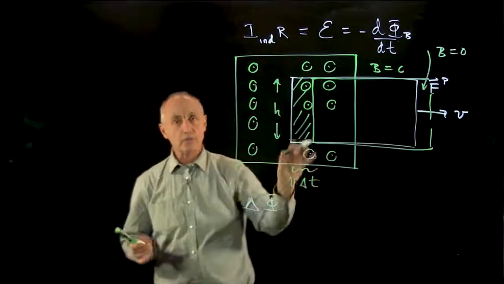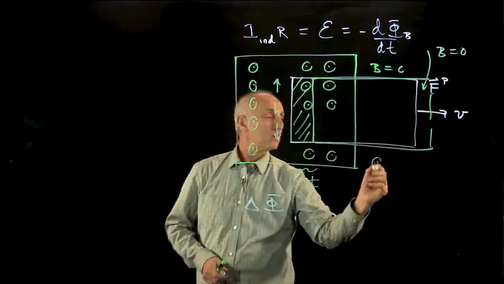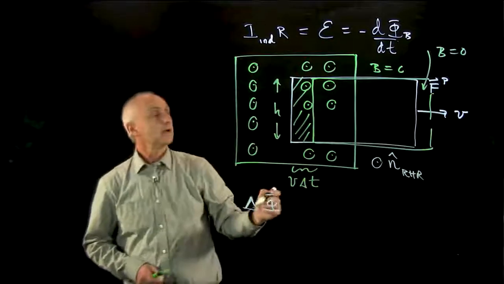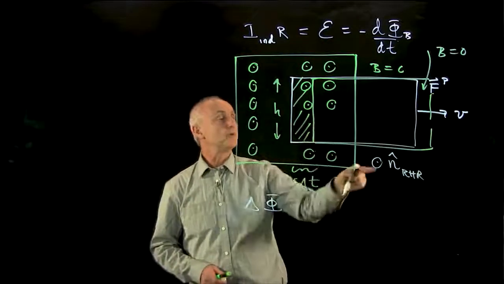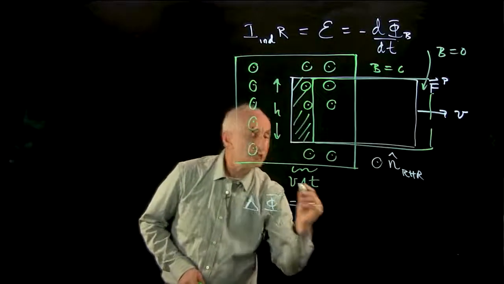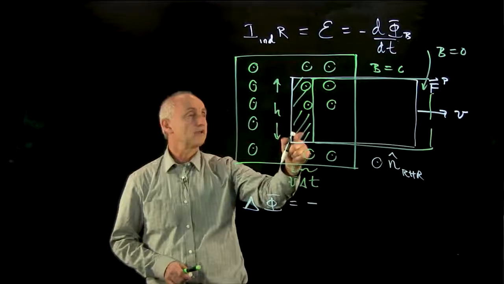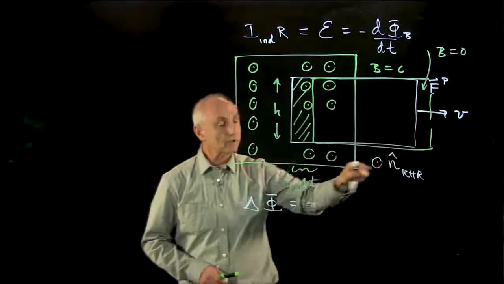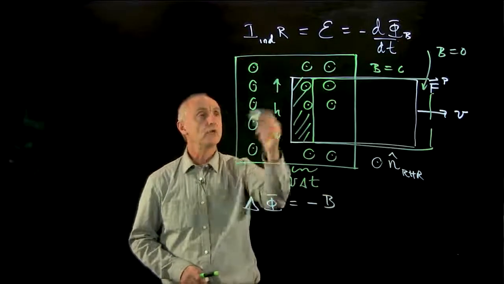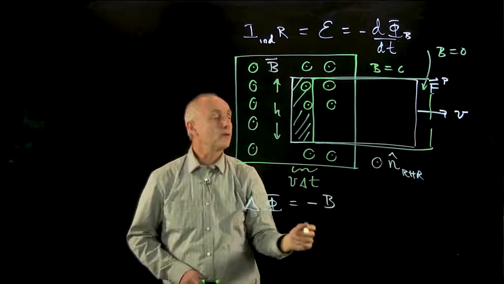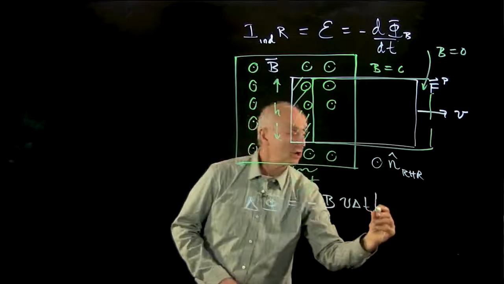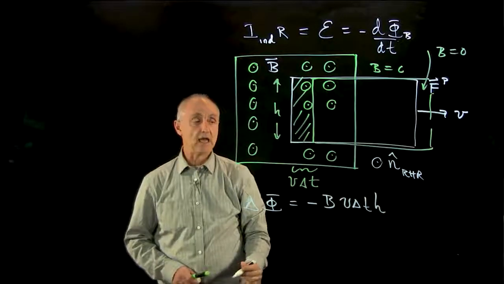Now, of course, that depends on how I choose my surface. So I'm going to choose my unit normal out of the plane of the figure. And so the dot product of B with that unit normal is positive. And the change in magnetic flux, it's decreasing because this flux, as I move the loop, is being lost. It's decreasing by the amount of the B field, here we're assuming B is uniform, times the area of this little patch strip, v delta t h.